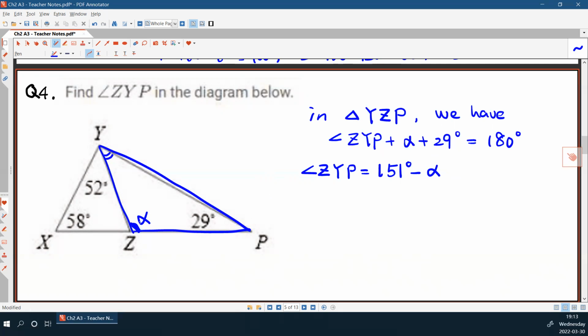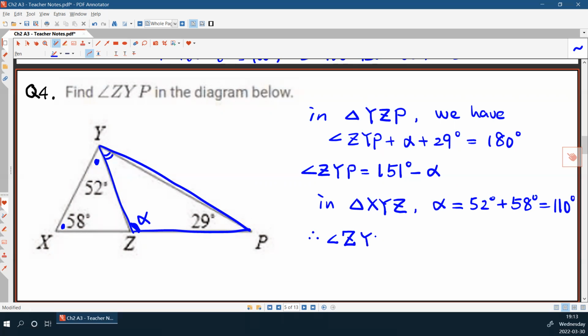Unfortunately, alpha is just the exterior angle of triangle XYZ. So in triangle XYZ, we know that alpha, the exterior angle, should equal the sum of the remote interior angles, right? So alpha should equal 52 degrees plus 58 degrees, which is 110 degrees. And therefore, angle ZYP should equal 151 degrees minus alpha, which is 110 degrees. Therefore, angle ZYP is just 41 degrees, right?